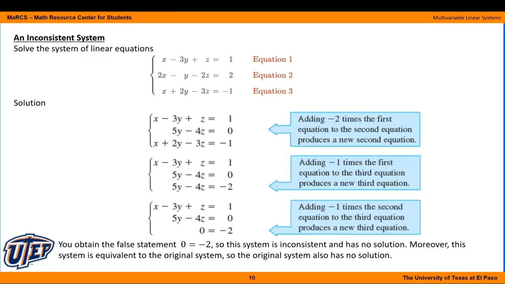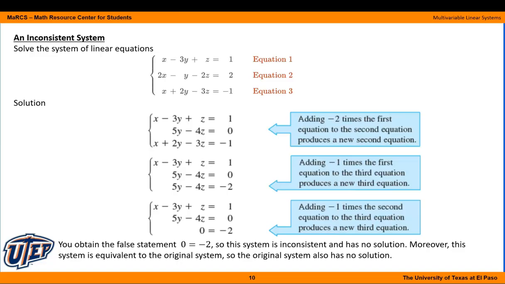Now let's examine a system that has no solution. Using Gaussian elimination, we gradually eliminate variables and simplify the equations. Eventually, we arrive at the statement 0 equals -2. This statement is impossible. 0 can never equal -2.